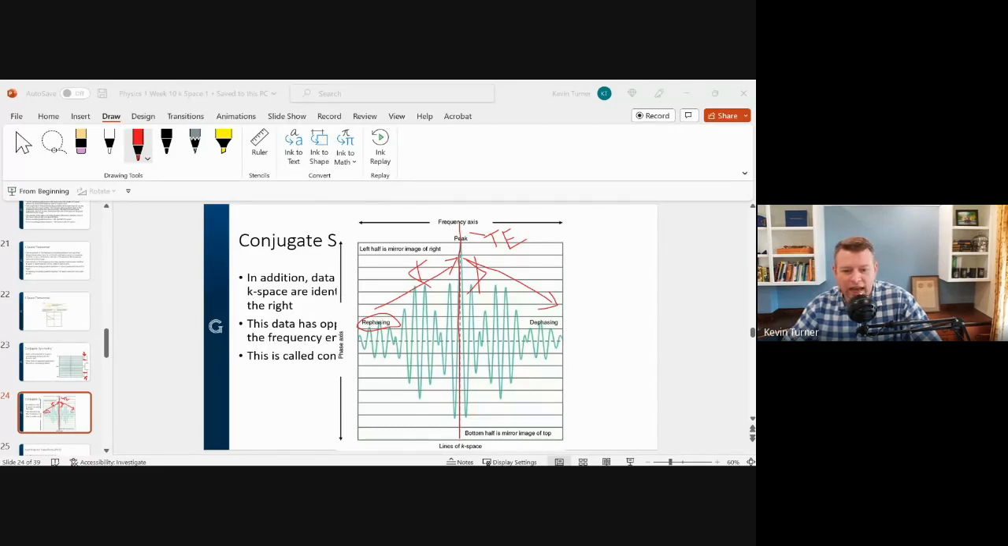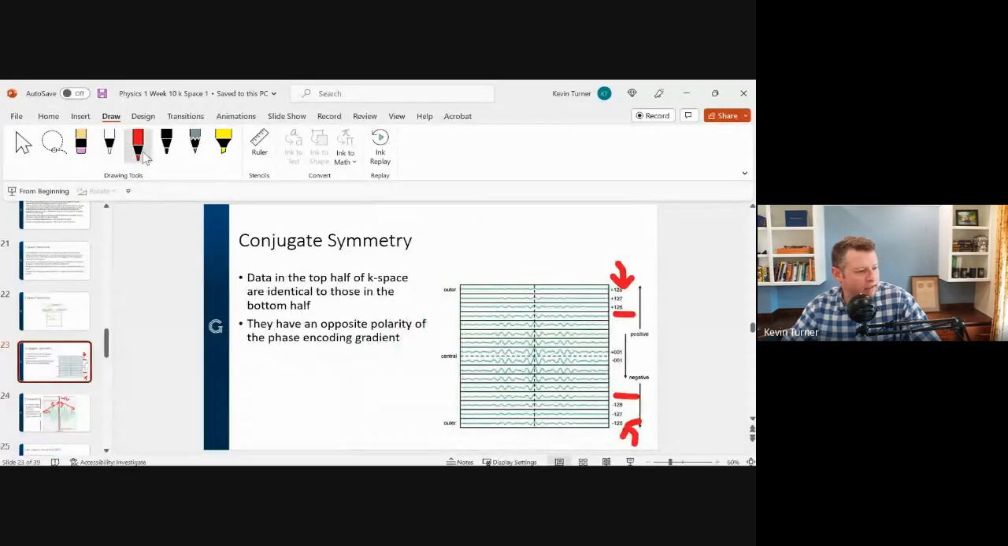What effect does ARC have? Well, we're going to get really deep into that next week, but basically what ARC says is, I'm not going to collect the bottom half of K-space. The top half's the same as the bottom half, right? Well, I'll just collect the top half and then have the computer generate what the bottom half should look like.